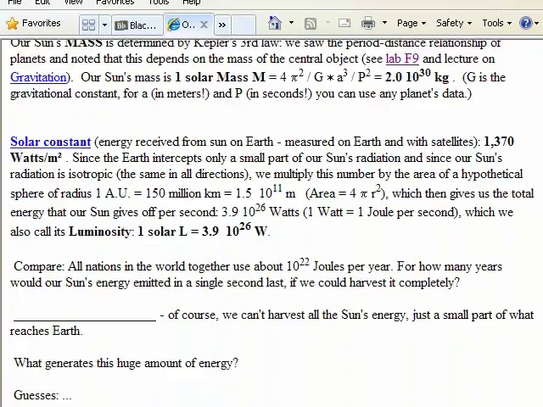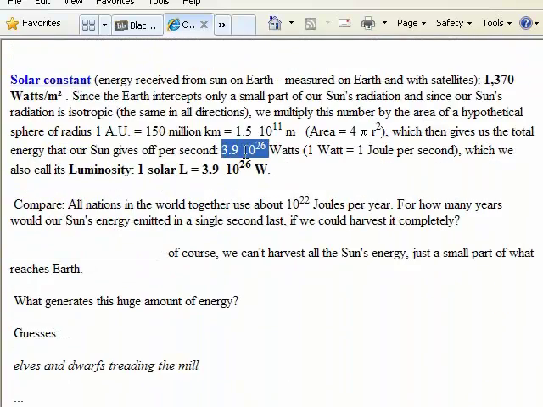And then the other thing that we need in here, which is given in the problem, is 3.9 times 10 to the 26 watts. But how do we figure that out? How much radiation, how much energy does the sun radiate per second? Well, what we do is we measure something called the solar constant, which is the energy received from the sun on Earth, measured on Earth and with satellites, and which is measured as 1,370 watts per square meter. So that means each square meter, each 10 square feet on Earth, receives 1,370 joules every second, 1,370 watts.